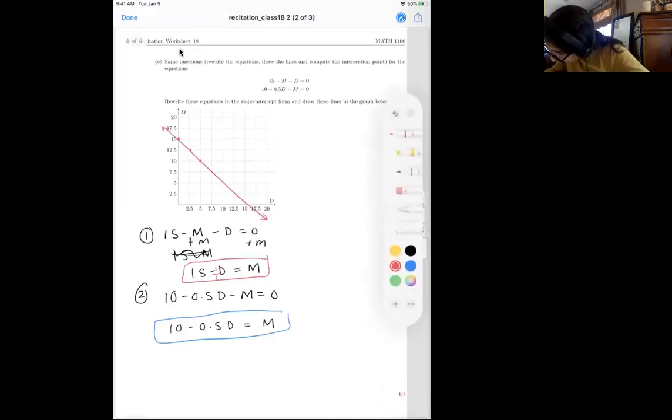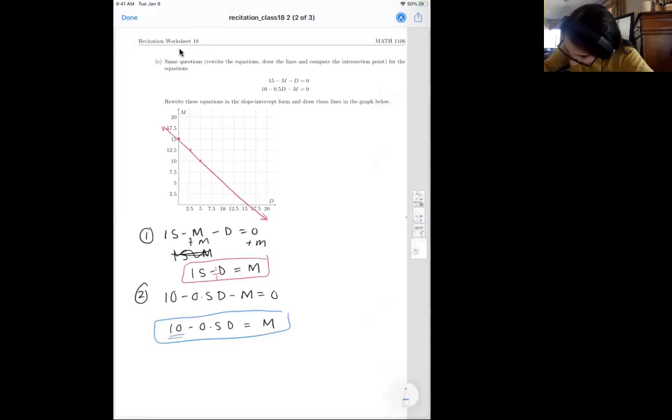And then the blue one is going to have a y-intercept of 10. And another way to write 0.5 is -1/2. So we have down 1/2. And so we have this line for the second equation that is given. And what we can see is that we wrote these equations in slope-intercept form and drew the lines in the graph, and we know from this graph that the lines intersect at 5, 10.